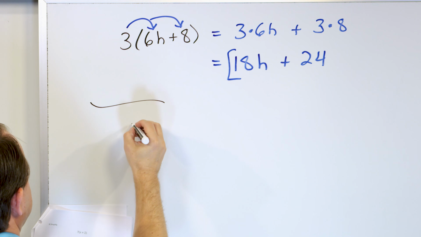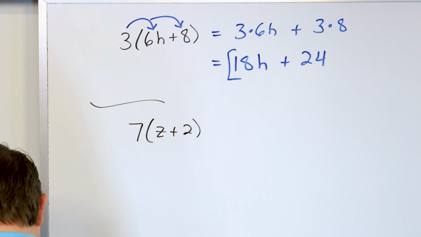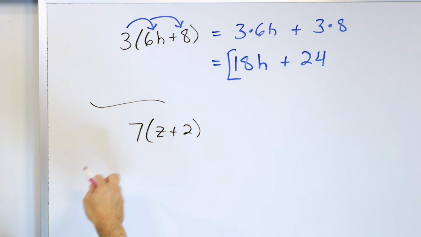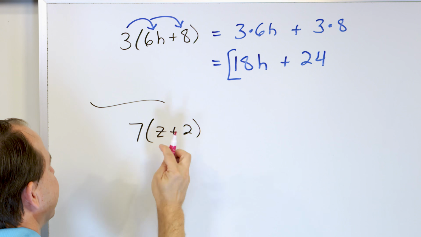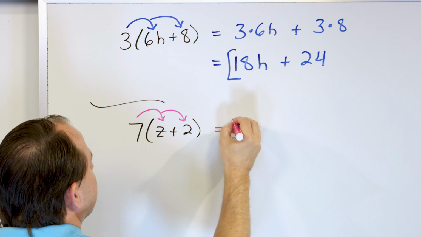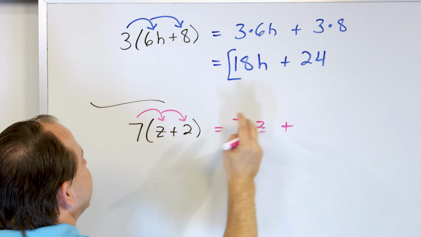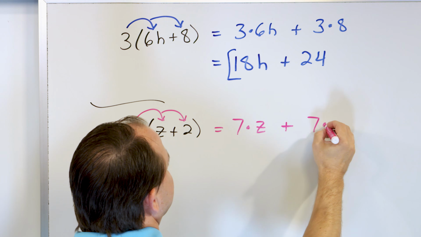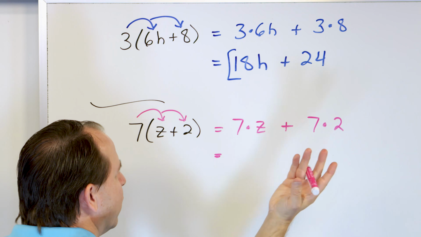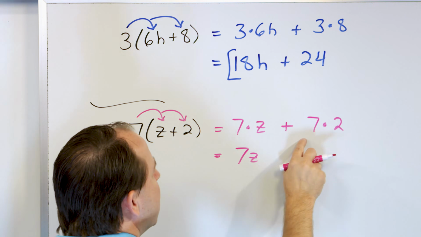Finally, let's take a look at the next problem. 7 times z plus 2. First thing you should check, go inside the parentheses. Can I combine this? No, because they're totally different terms, but I can distribute from the outside. 7 times z, I can just write it as 7 times z, and then the plus sign comes from the inside, and then the 7 times the 2. All right, 7 times z, what is that? It's just 7z. I mean, they just get written together. There's nothing else you can do.